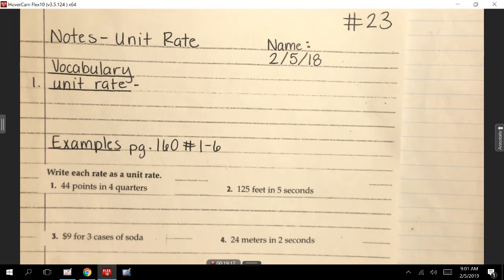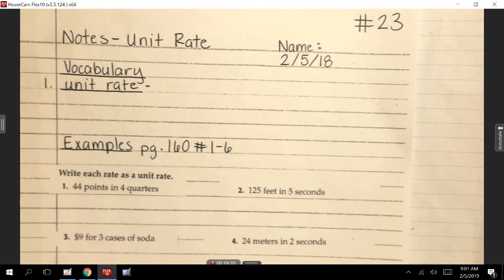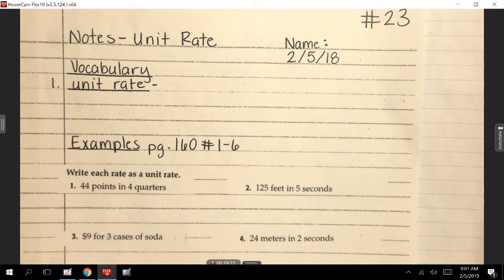All right. Vocabulary today, we're talking about a unit rate. Yesterday we talked about a rate. Now remember, a rate is basically a ratio, but you have to include your unit, which is another word for measurement. So basically a ratio is a rate, but you have to include the measurement. You have to include what you're talking about, okay?